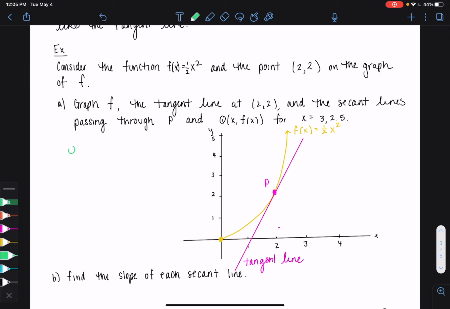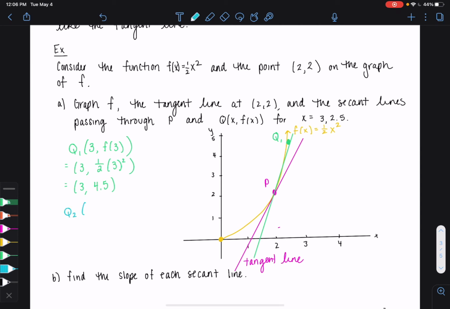And the first one I'm going to call Q1. This is when we're going to plug in x is 3. So I need to find what my y value is when I plug in 3. If I plug 3 into the function, that's 1/2 times 3 squared. It's 1/2 times 9. That would give us 4.5. So when x is equal to 3, my y is equal to 4.5, which is roughly around here. So again, if I find that secant line, it's not terrible, but not super precise.